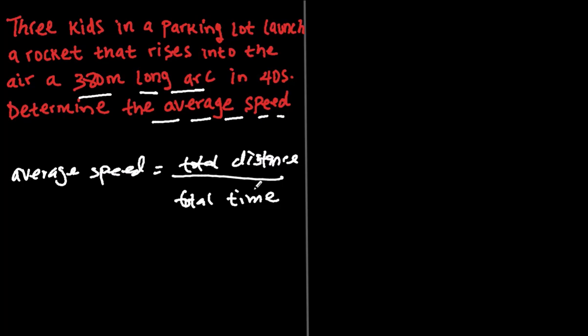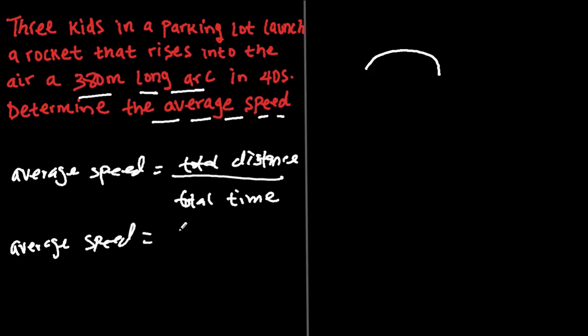So now, if you have an arc that is 380-meter long, the 3 kids in the parking lot launch a rocket. So the rocket makes an arc of 380 meters. So the distance covered by that rocket is the length of the arc. All right, so that is what we are concerned about, the total distance. So the total distance is the length of the arc, and the length of the arc was given as 380 meters.